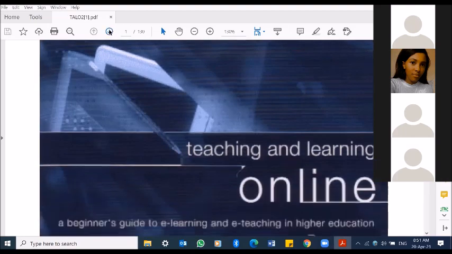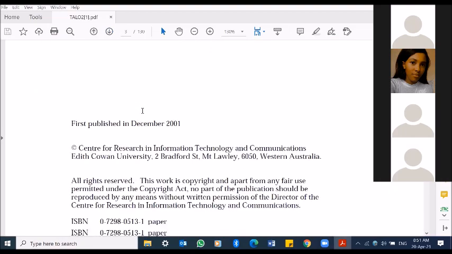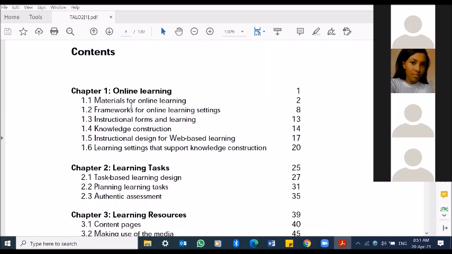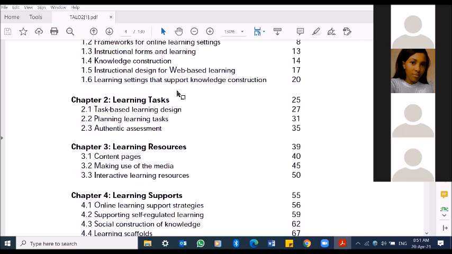This PDF is on Moodle. Use it as much as you can and reference it. It's talking about online learning, but basically speaking, online learning is just learning like any other way. It doesn't matter. If you cannot teach online, you cannot teach face to face. You are not a teacher anyway.